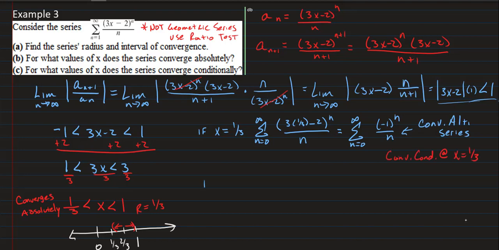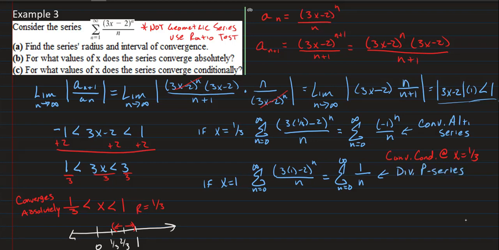And what happens if x is equal to 1? We replace x with 1 and then simplify. 3 minus 2 is 1. 1 raised to a power of n is 1. So this is going to be 1 over n. And we know that this is a divergent p-series. So our series converges absolutely from 1/3 to 1, not including the 1. But the interval of convergence for this series is the interval that goes from 1/3 to 1, including the 1/3, but not including the 1. That would be the domain for this infinite series, the domain for x.